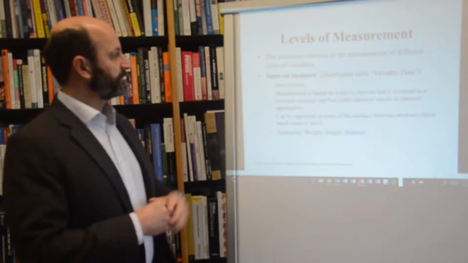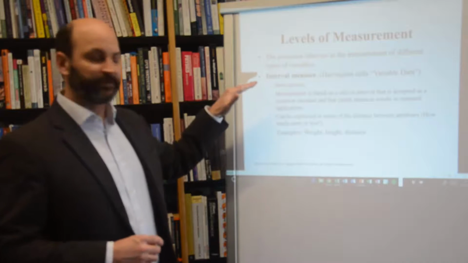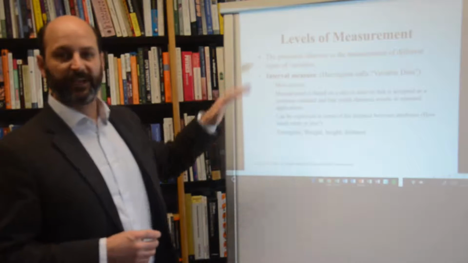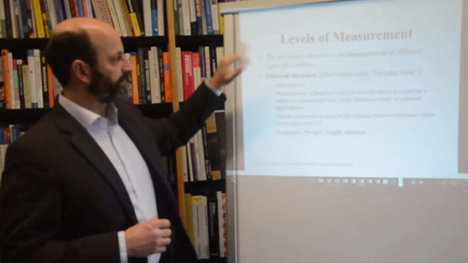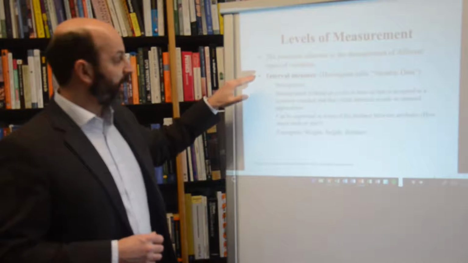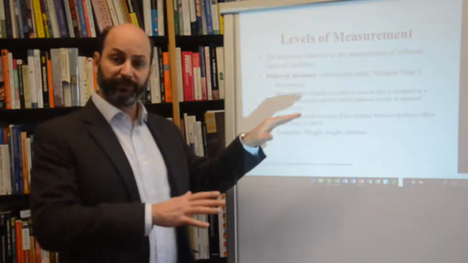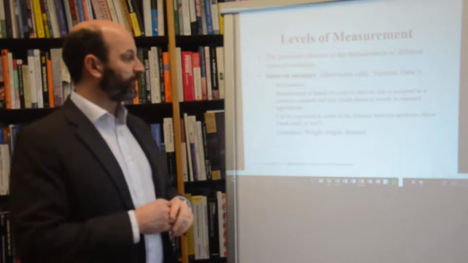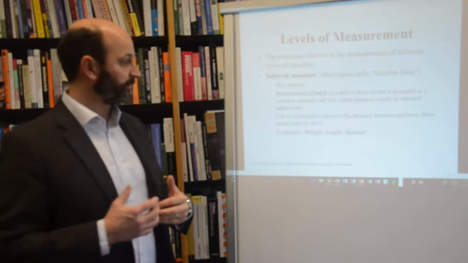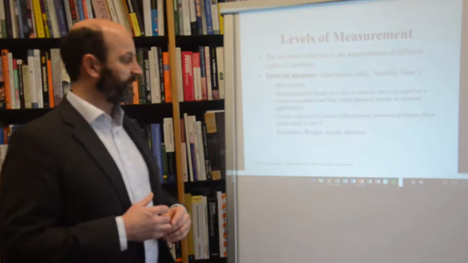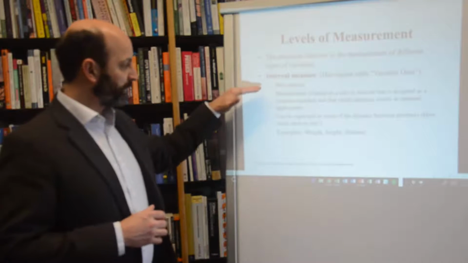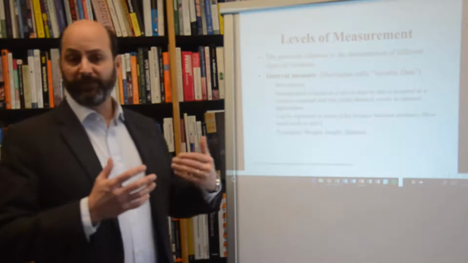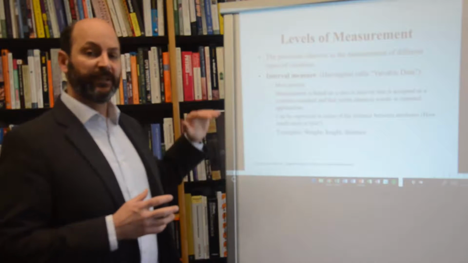But there are levels of measurement. The way we define levels of measurement is the precision inherent in the measurement of different types of variables. I'm going to repeat this at the top of each slide just to make sure that you understand that that's the definition of levels of measurement. The highest order, which Harrington in your previous reading calls variable data, is called interval measurement. Okay? Measurement is based on a unit or interval that is accepted as a common standard and that yields identical results in repeated applications. Okay? It's quite precise typically. It can be expressed in terms of distance between attributes as well. You can ask the question, how much more or less? And that could be an interval measure.